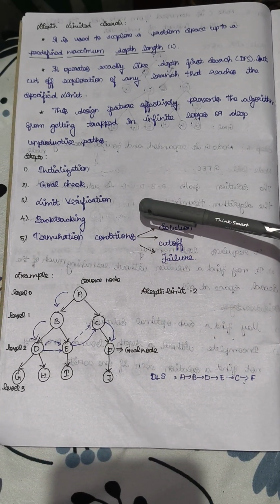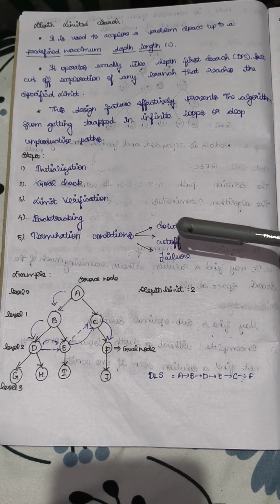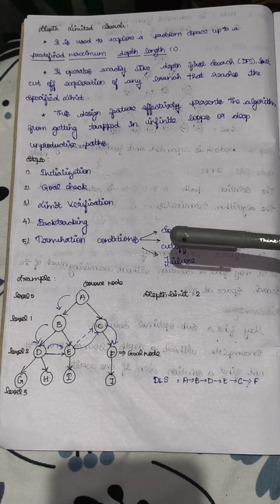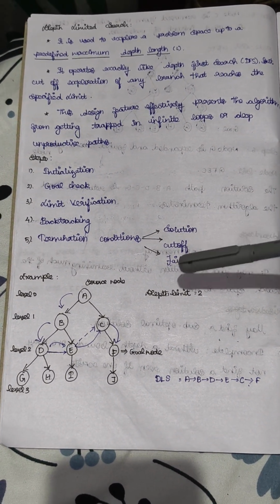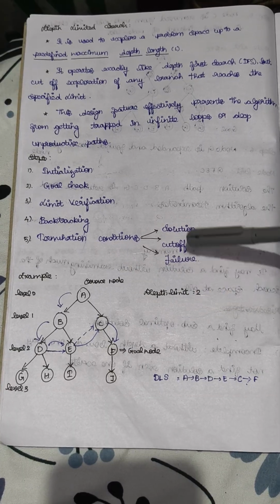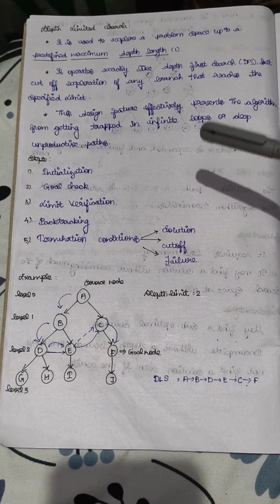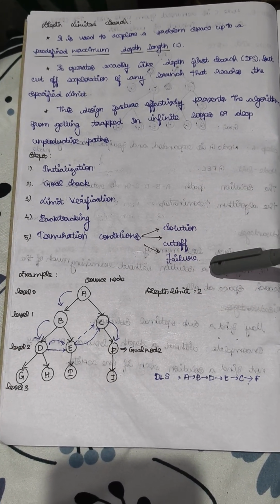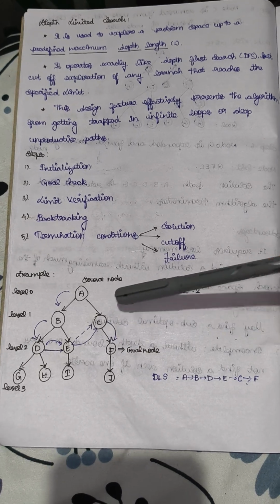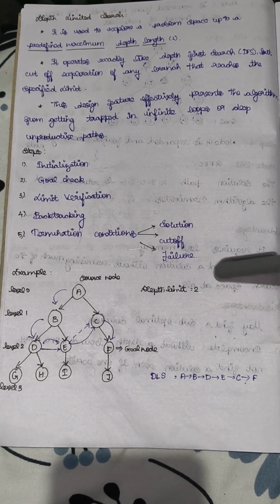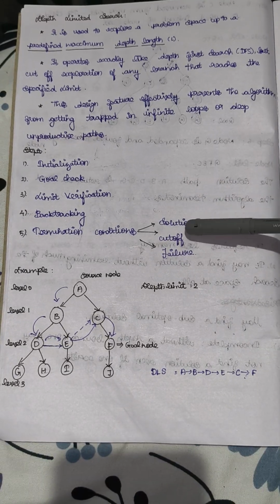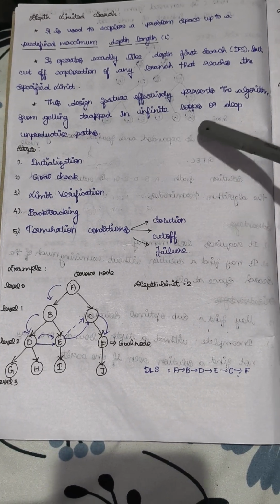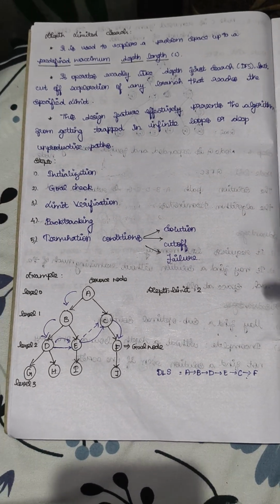It is used to terminate based on 3 conditions. One is solution. Once the solution has been achieved, it will terminate. Or else cutoff, that means the depth limit. Once the depth limit is reached, it will terminate. Or else failure. If it fails to find the goal state within this depth limit, it will terminate. So these are the 3 conditions for termination in depth limited search.